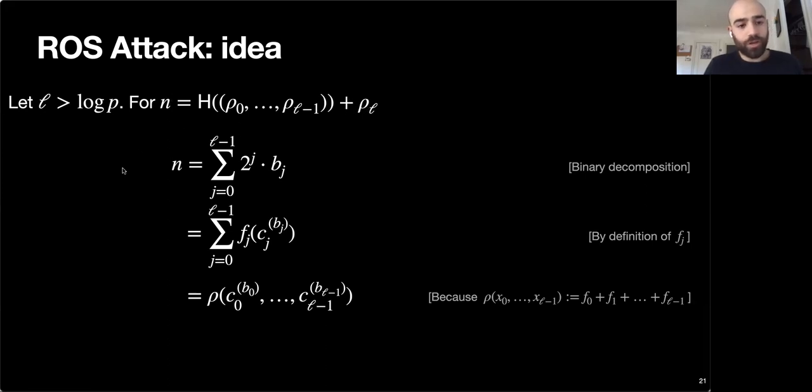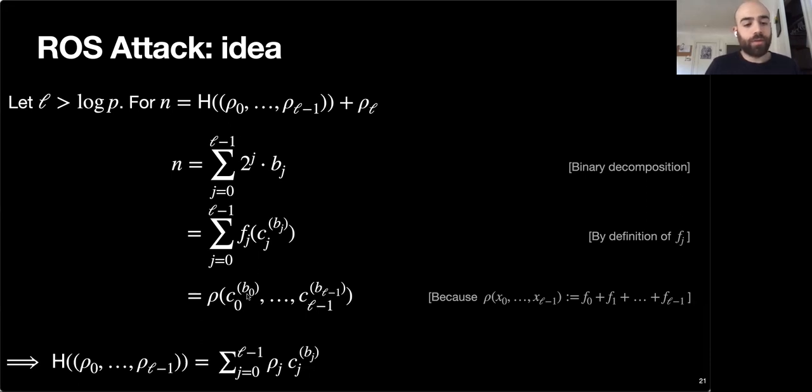If I plug this into this equation, what do I get? I get that the constant term will cancel out on both sides, and I will have the hash of something that is equal to the linear combination of the rho_j with the c_j that are selected depending on the binary decomposition of this number itself. This is exactly what we wanted. This is the inner product between a vector and a set of coefficients. This is a non-trivial ROS solution. This is really what we wanted.